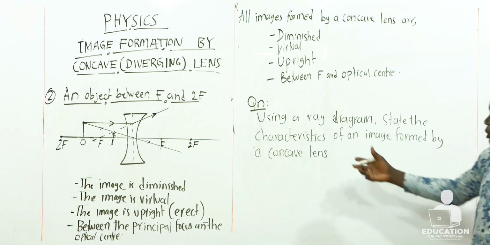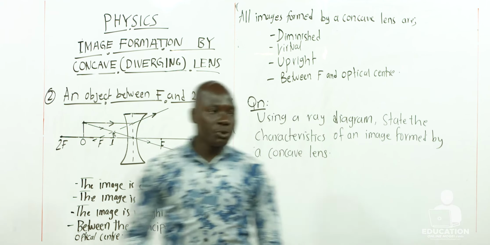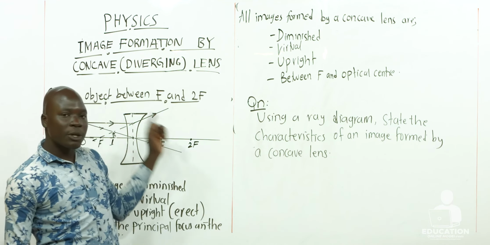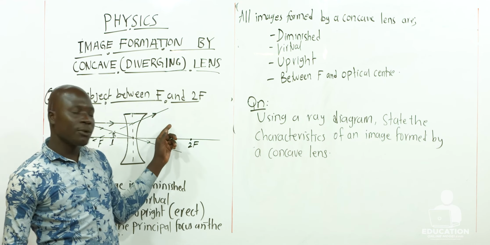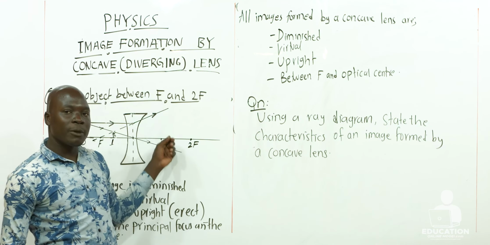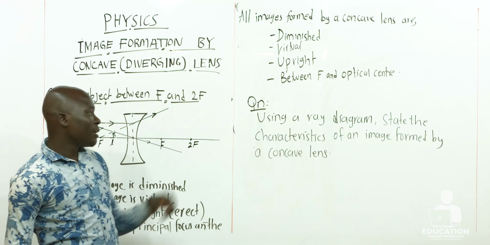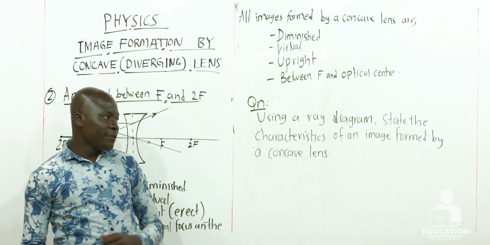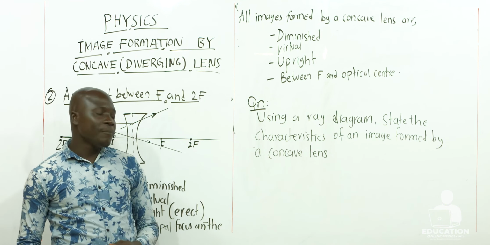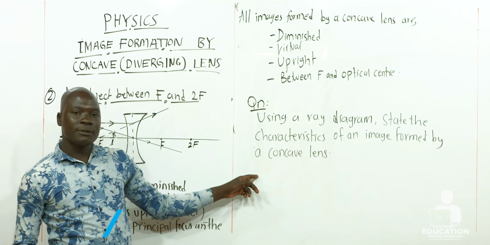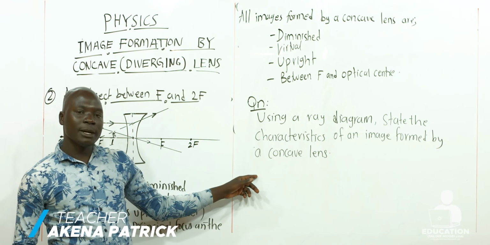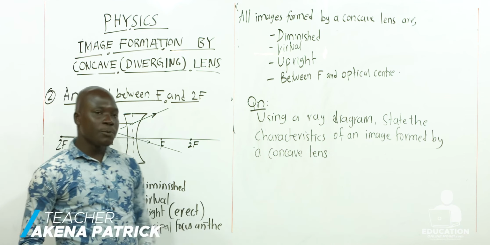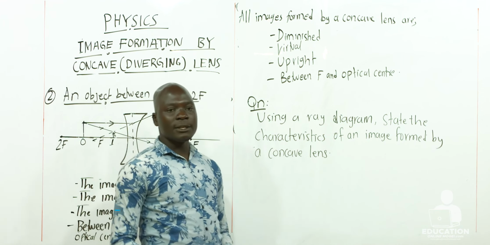So dear learners, when a question is given like this, what you need to do is consider the three rays that we have named. One is a ray parallel to the principal axis which appears to be coming from a principal focus after refraction. Then the second ray is a ray through the optical center which goes undeviated. Then the third ray is a ray which appears to pass through the principal focus but emerges parallel to the principal axis.